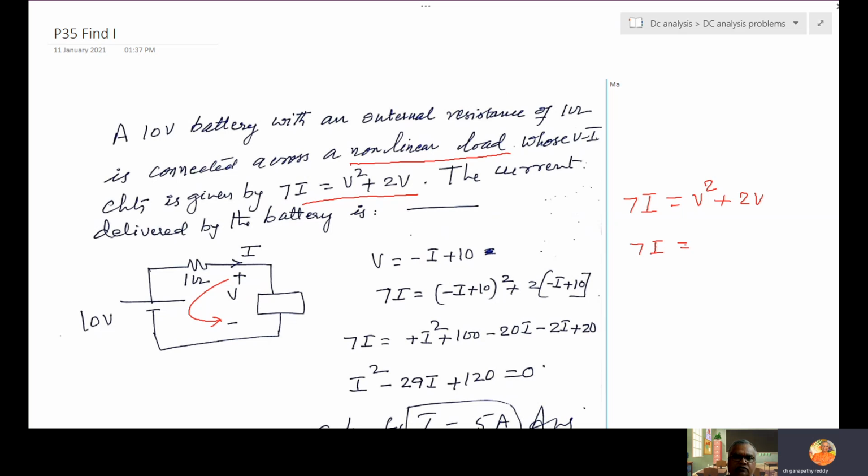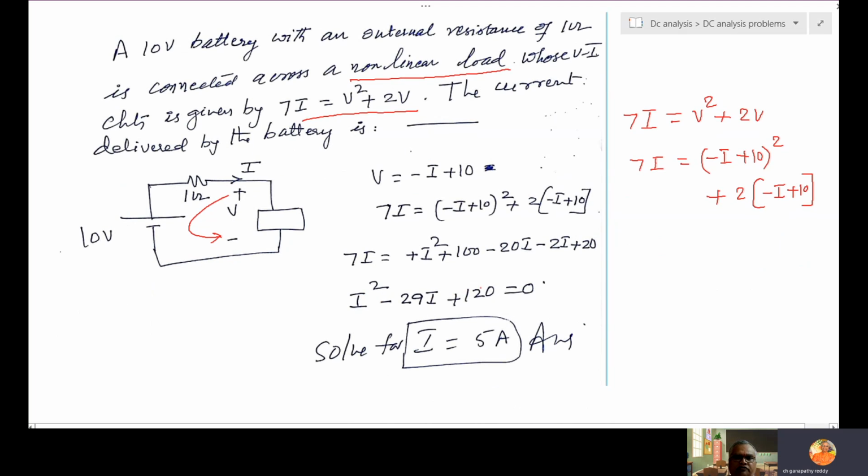7I is equal to, but what is the V we got? Minus I plus 10, square plus 2 into V. That is minus I plus 10. Now unknown is only one, solve for I.